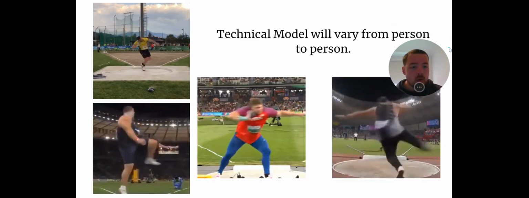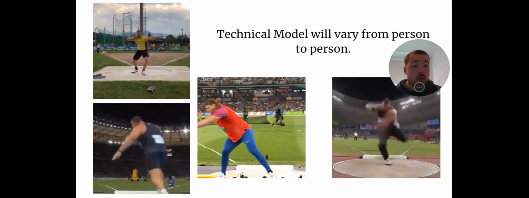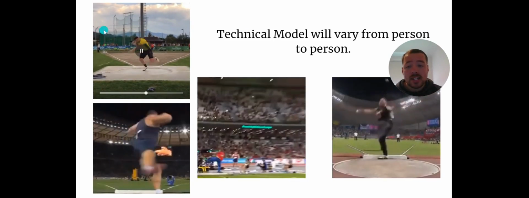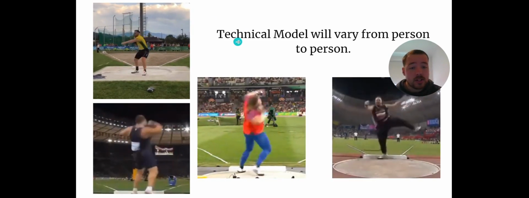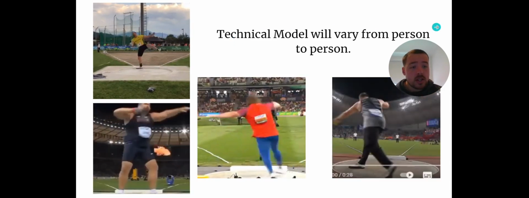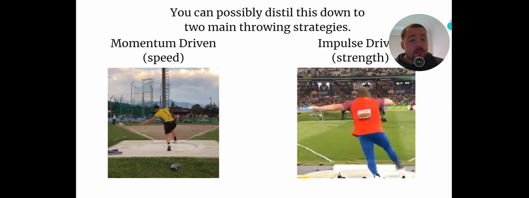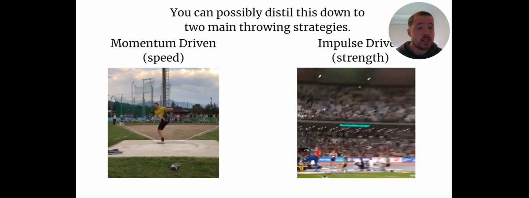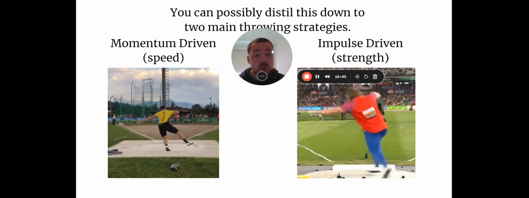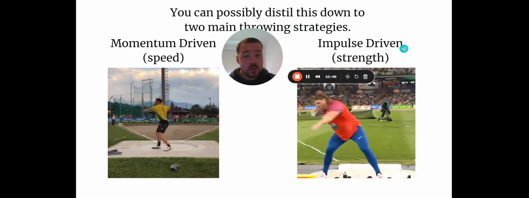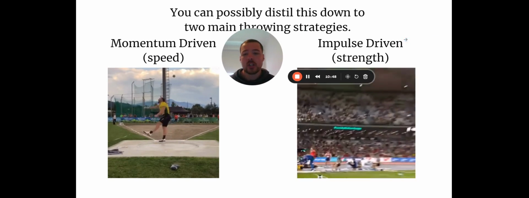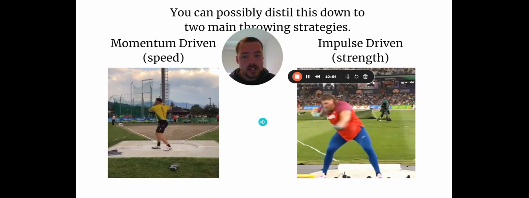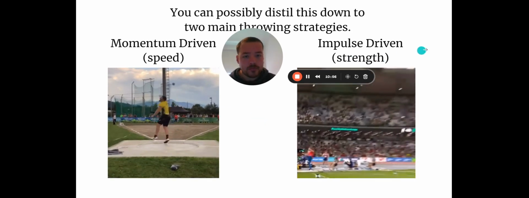You know, you watch world champs or the Olympics and everyone looks different, okay? They end up achieving a similar power as we just went through, but the way they go about it is going to be so different depending on each person. Okay, we know this. So the technical model is going to vary greatly. When you really break down technique, as far as I can tell, there are two distinct throwing strategies that occur. Either momentum-driven strategies or impulse-driven strategies, or more traditionally thinking of it as a speed thrower or a strength thrower. Okay? So you're either momentum-based or you're impulse-based.